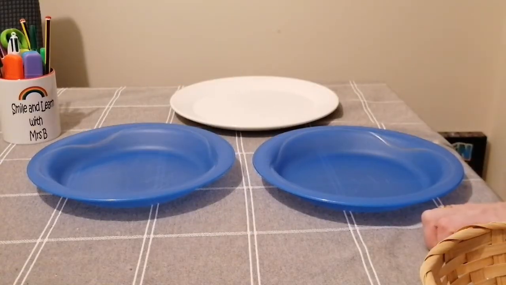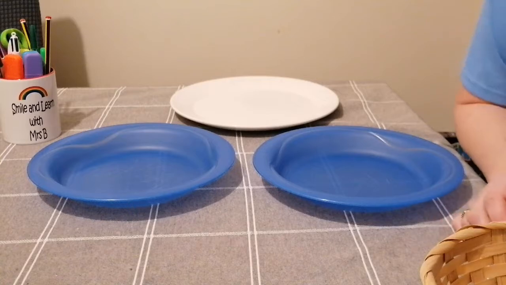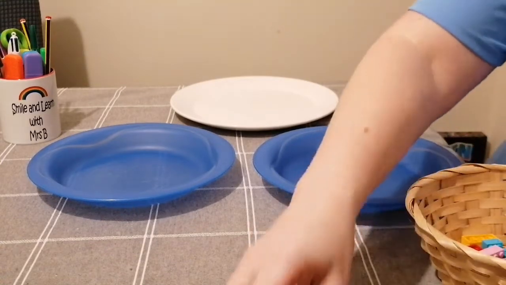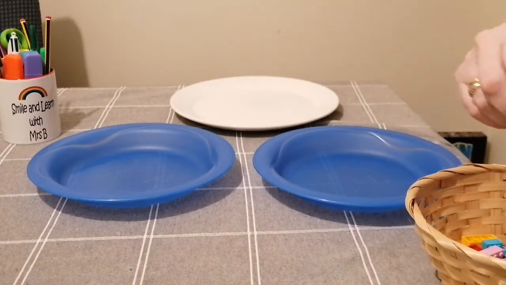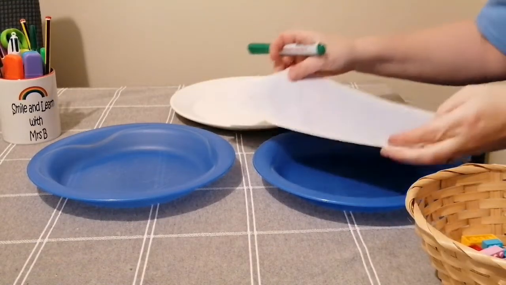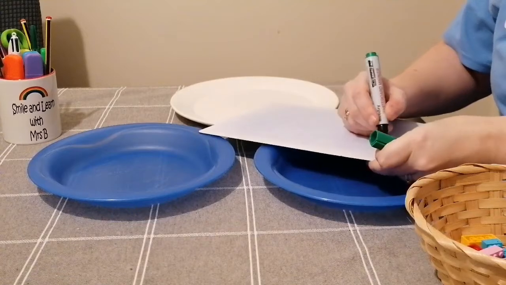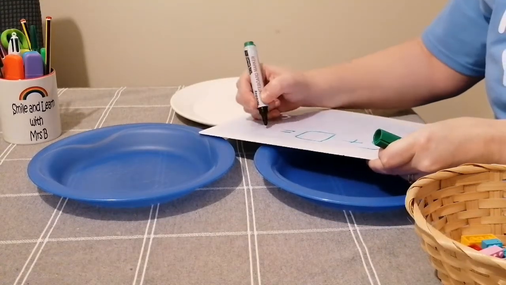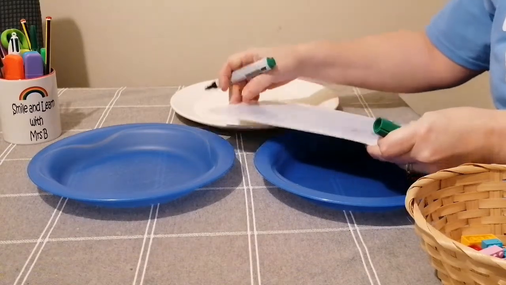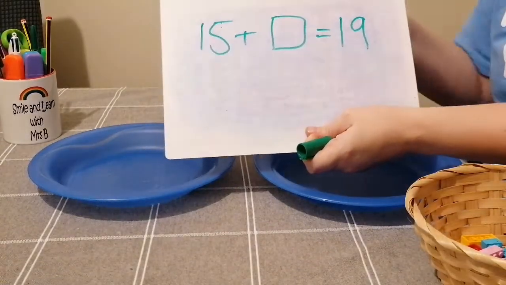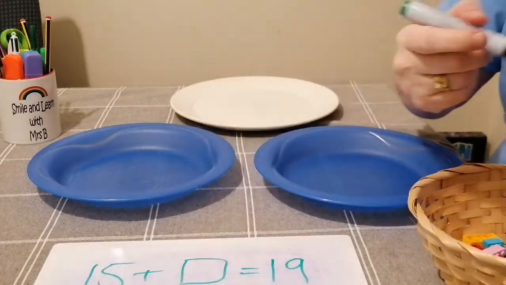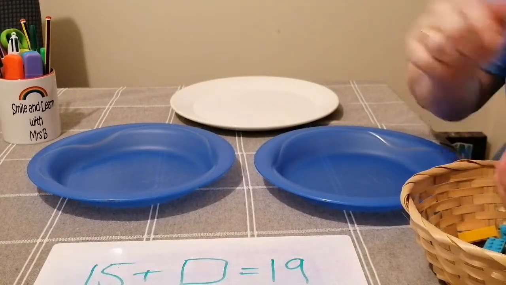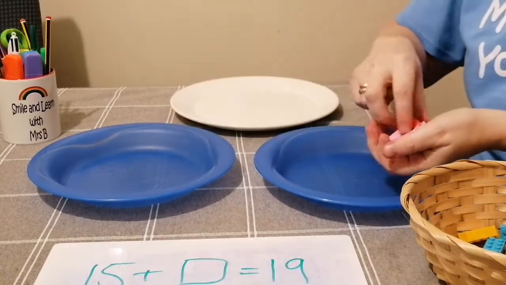There are other ways in which we can use the part-whole model. So let's take a look at some different numbers. What if we had the calculation of 15 plus something equals 19? Okay, let's have a look how we do that using the part-whole. 15 is what we need in one part to start.